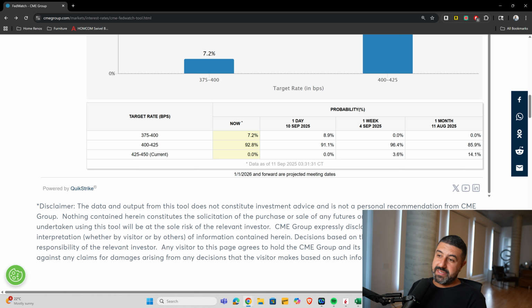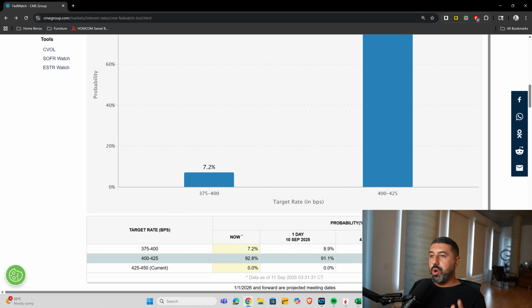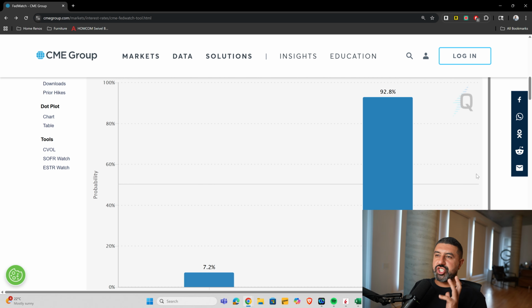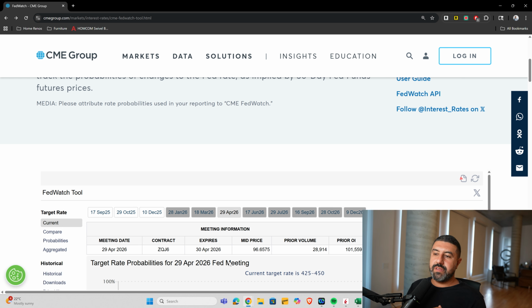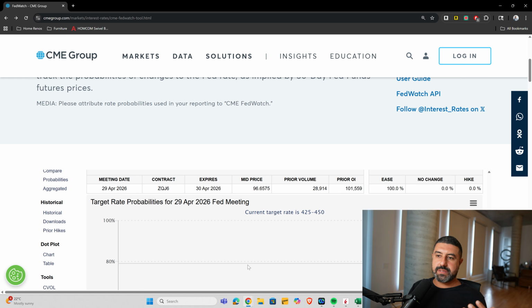So why? Because everybody's looking at what he says. If it's dovish, based on what he says, it changes the future expectation. And the future expectation changes the valuation of all these financial assets, right?